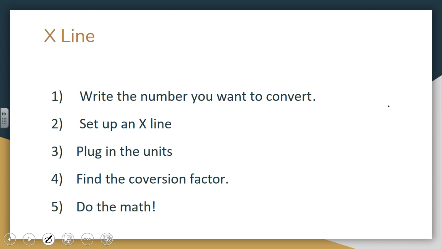So there's 5 steps. First thing you're going to do is write the number you want to convert. The next thing you're going to do is set up an X line. And when I say X line, I'm really setting up a multiplication problem, okay? So I'm going to have some number here, and then a number here and a number here, and I'm going to have to do that multiplication. I'm going to have to multiply by a fraction, and that can be a challenge sometimes, and I get it. But like I said, this is the first time some of you may be challenged, okay? And so you're going to set up an X line, and then you're going to plug in the units.